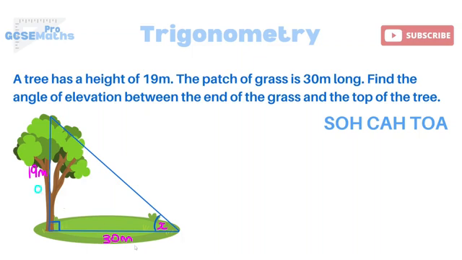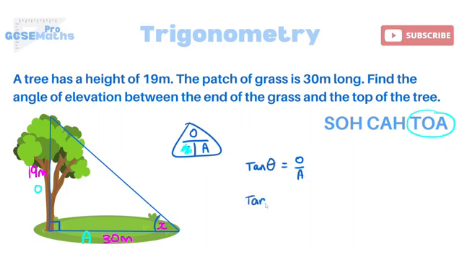Obviously 19 is the opposite, isn't it? And 30 is the adjacent. So I need to use TOA. So my formula triangle, because I'm looking for the angle, I'm going to cross out the tan, because I've already got opposite and adjacent, haven't I? So tan of the angle is equal to opposite over adjacent, which in this case, we've got tan of x is equal to 19 over 30.